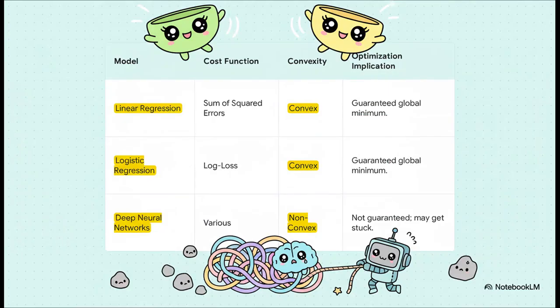Now let's see how this plays out with some actual real-world models. Some of the foundational models, like linear regression and logistic regression, have convex cost functions. That is awesome. It means for those models, we are guaranteed to find the best possible settings. But then you get to the big guns, like the deep neural networks that power so much of modern AI. Well, their cost surfaces are non-convex, and that means we're not guaranteed to find the absolute best solution. We might just get stuck in a good enough local minimum.